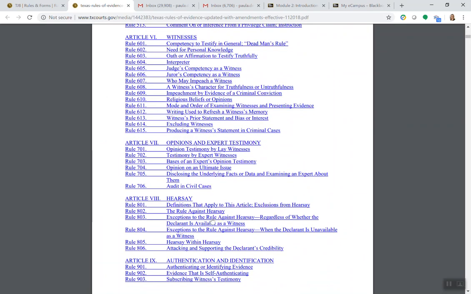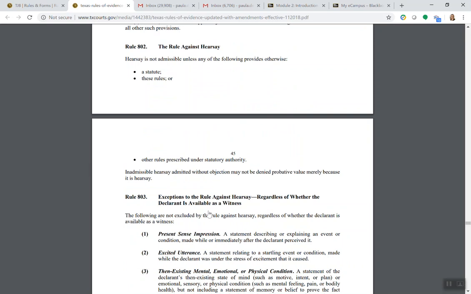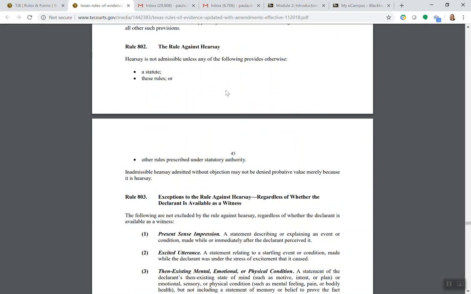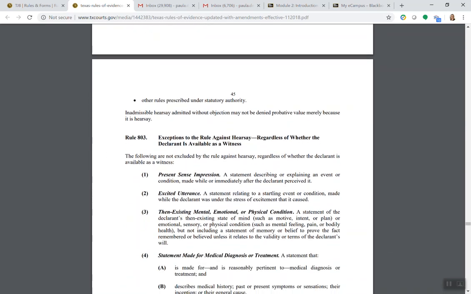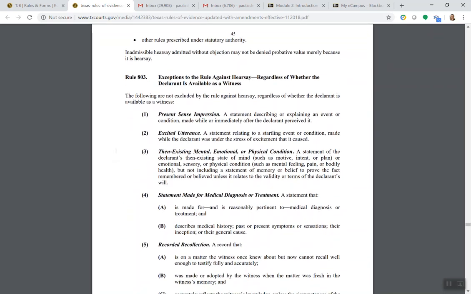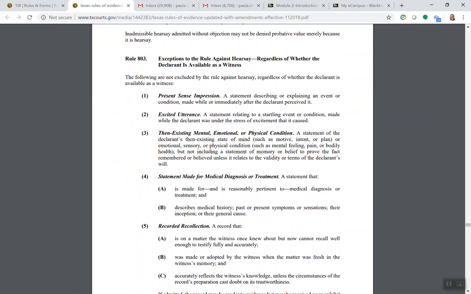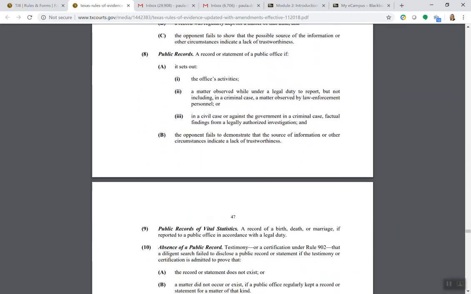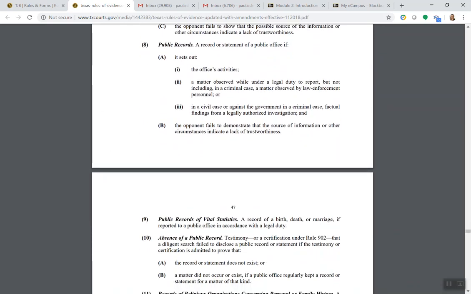So then we can, let's see, what's a good one to click on? Let's go to hearsay, the rule against hearsay. So here's the rule. It's not admissible unless any of the following are true. It's not admissible, unless it's by statute, rules, or other rules. And then it starts the exceptions to the rule against hearsay. So typically it's inadmissible, and in court, the lawyer's going to make an exception to that. It's an excited utterance. It's a statement made for medical diagnosis. It was recorded. It was a business record, on and on. So that's just a little introduction.